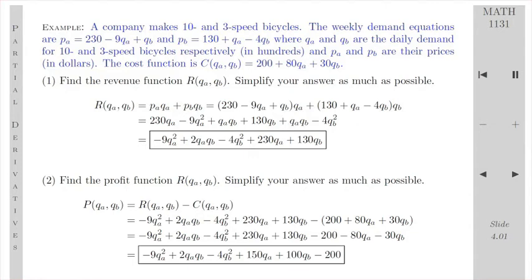Here I have a company making just two models of their bikes. And they have demand equations given in the form price equals something involving the quantities, where the quantities are given in terms of hundreds of bikes sold per week, and the prices are in dollars per bike. And they give us the cost function. We'll also assume it's in dollars based on number of bikes produced. As usual, we'll assume that they produce just enough bikes to meet the demand.